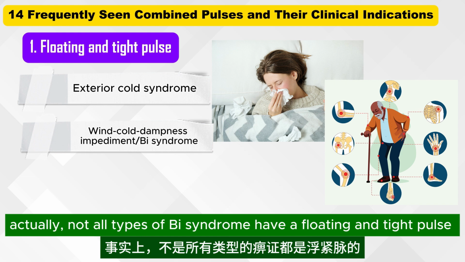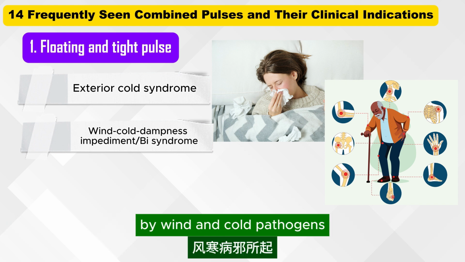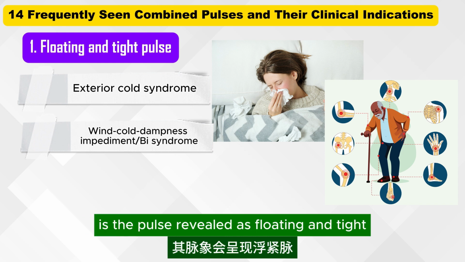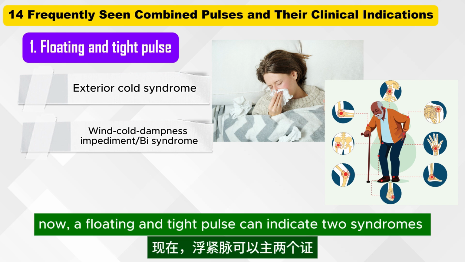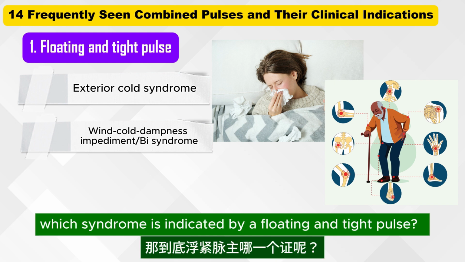Actually, not all types of B syndrome have a floating and tight pulse. Only when the B syndrome is mainly caused by wind and cold pathogens is the pulse revealed as floating and tight. Now, a floating and tight pulse can indicate two syndromes, an exterior cold syndrome or a B syndrome. Which syndrome is indicated by a floating and a tight pulse?